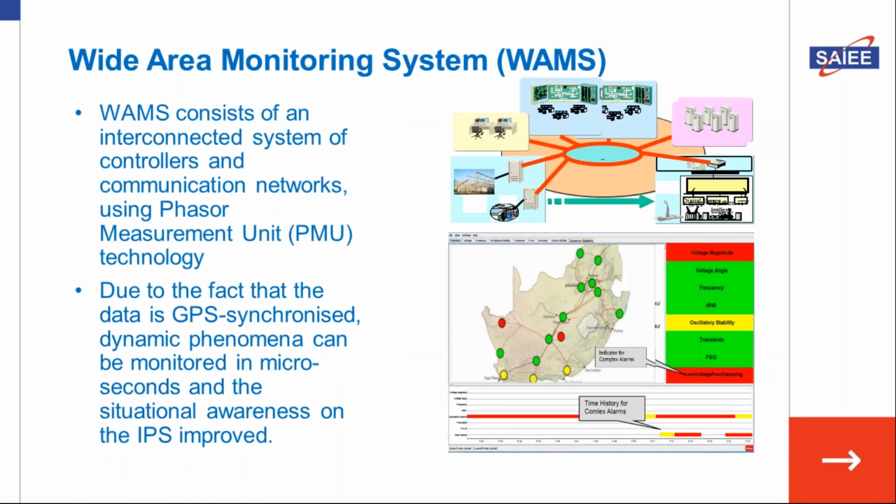Now, there is the wide area monitoring system. This is the system that we've put on the network to give us better situational awareness and observability of the system. WAMS is an interconnected system of controllers and communication networks. We use phasor measurement unit technology to do that.